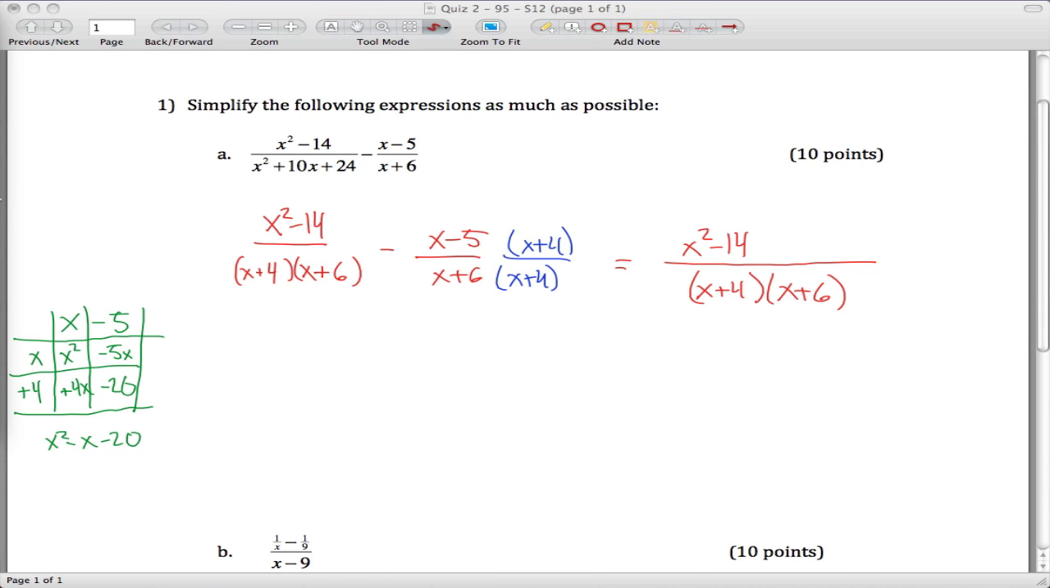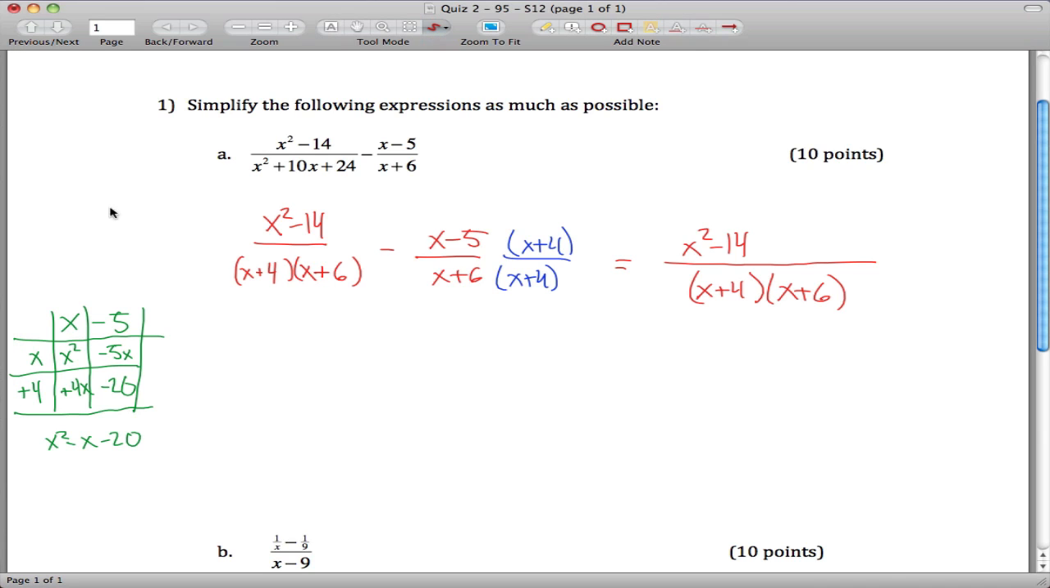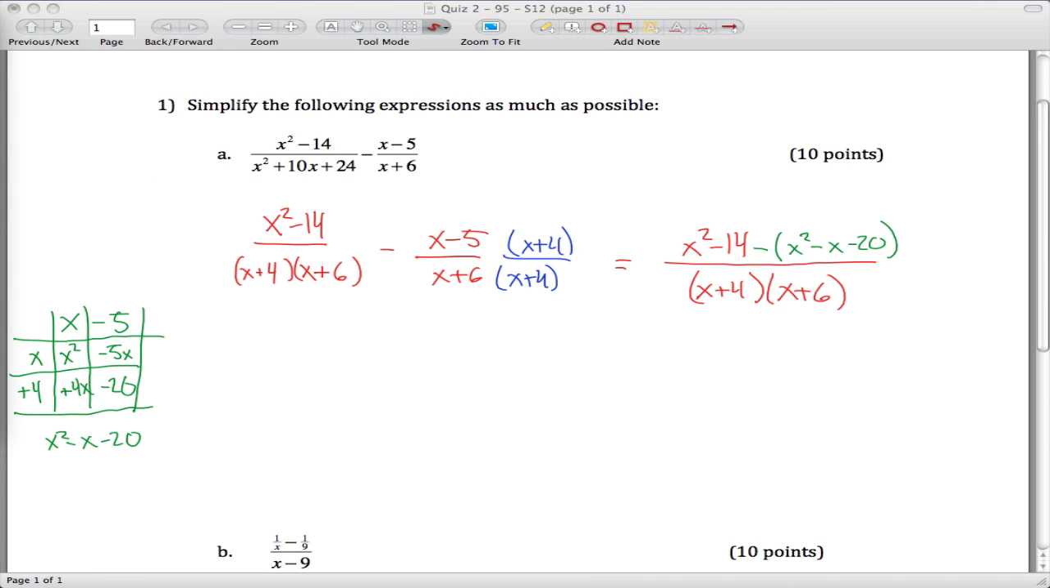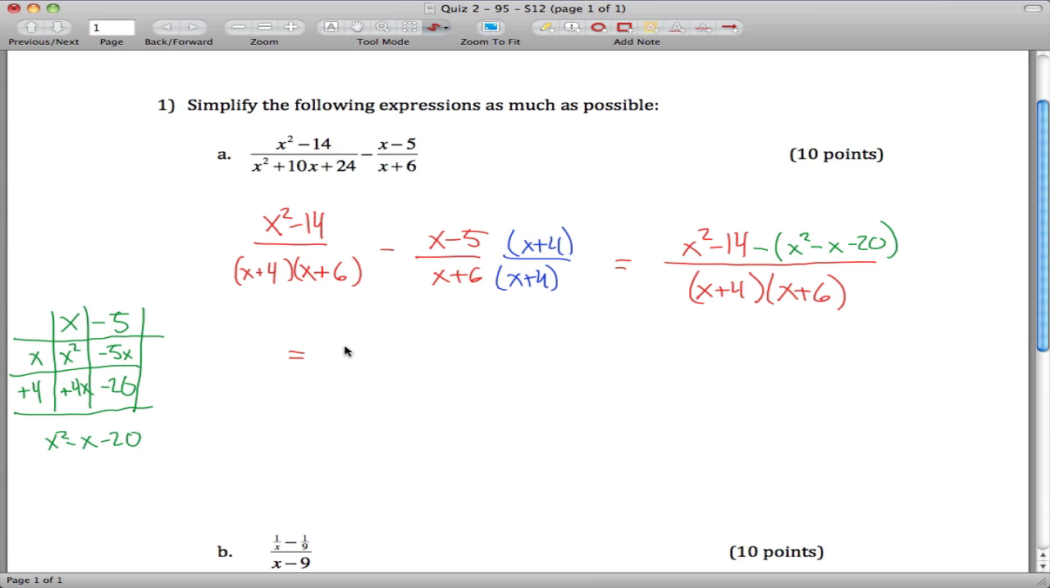So what we've got to do, maybe I'll leave this green so you can see where it came from, is subtract this whole thing, because we're subtracting here. I think this is the most common place for mistakes to be made. Sometimes people just subtract the first term. Leaving out these parentheses can be trouble. You want to subtract this whole thing. And so what that does is it changes the problem into x squared minus 14 minus x squared plus x plus 20. Kind of taking this negative sign and distributing it to all three terms in here. So that gets me to here.